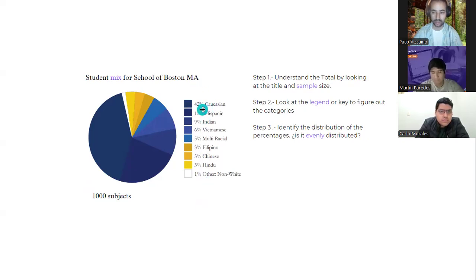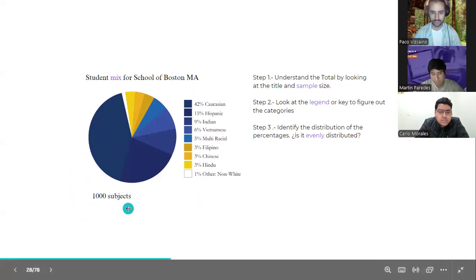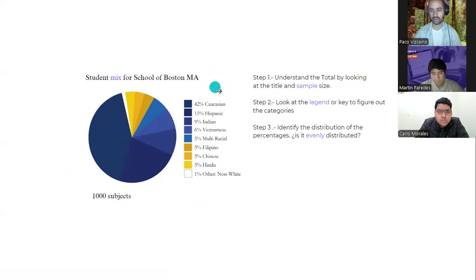42% of 1,000, 42% out of 1,000 students are Caucasian in Boston.